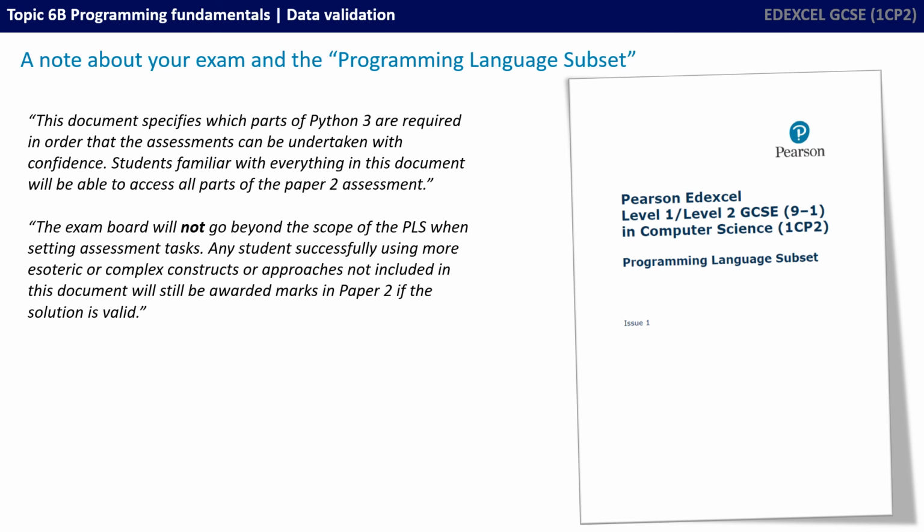So the exam board at Edexcel have released a document that they call the programming language subset, which you can see here on the right. This document specifies which parts of Python 3 are required in order that the assessment can be undertaken with confidence. Students familiar with everything in this document will be able to access all parts of the Paper 2 on-screen assessment. The exam board will not go beyond the scope of this document when setting you any questions in the Paper 2 exam. Any students who do successfully use more complex methods, which are not included in the document, will still, however, be awarded marks.